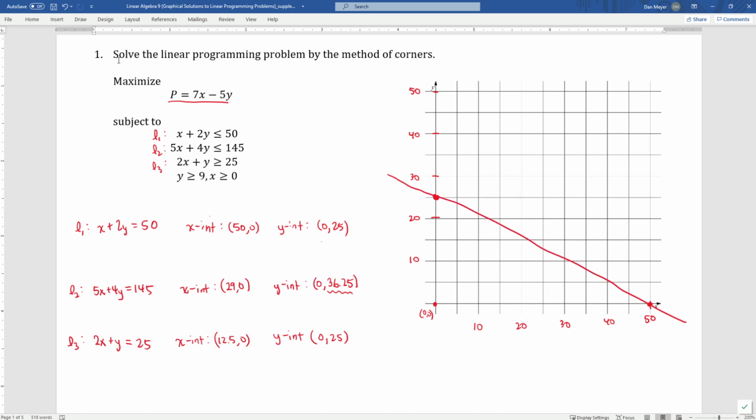It's a reasonably straight line. So there's line 1. The second has an x-intercept of (29, 0). So, all right, just get kind of close to 30. Again, it doesn't have to be perfect. And a y-intercept of 36.25, so just a little bit above 35.